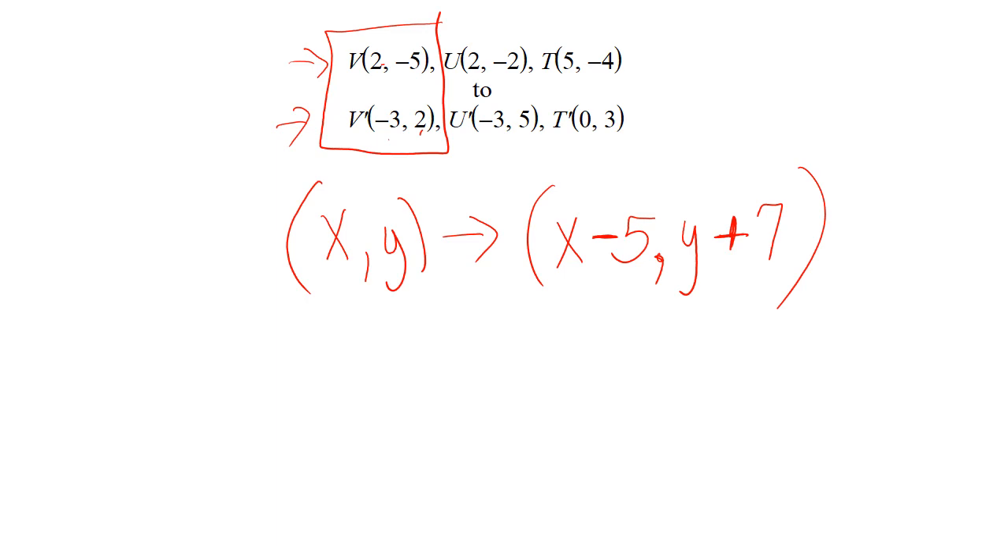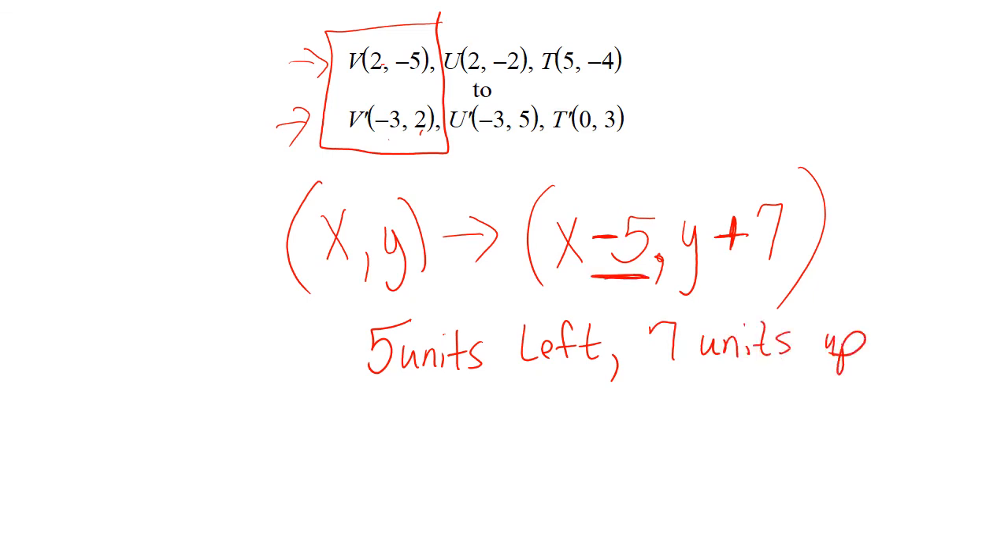If I'm asked to translate that in words, I would say it's 5 units to the left and 7 units up. Remember, this one's either going to be left or right. This one's going to be up or down because of that idea of horizontal and vertical movement.